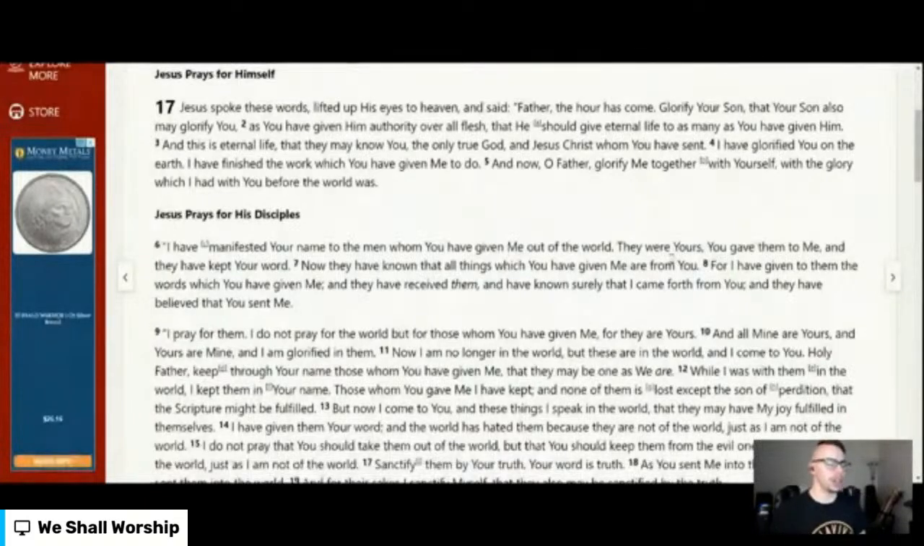So Father God, we just thank you, Lord, that you are your word. In the beginning was the word, and the word was with God, and the word was God. That is you.